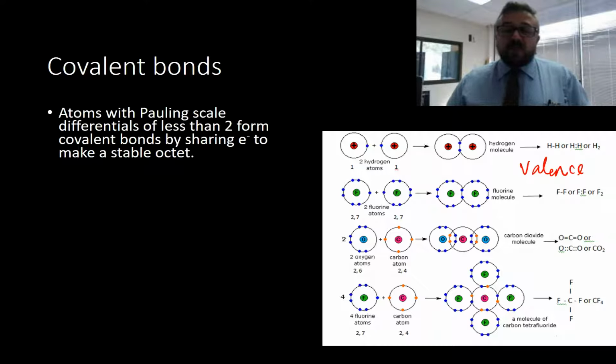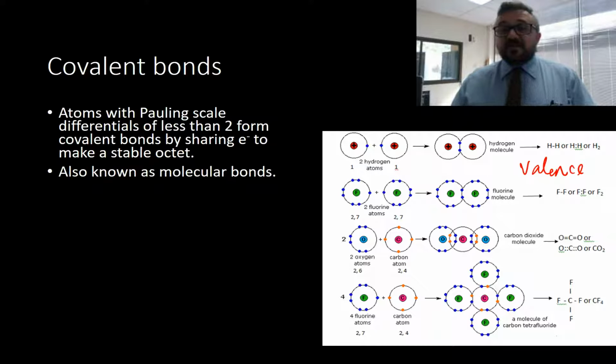So atoms with Pauling scale differentials of less than 2 will form covalent bonds. In other words, the differential is not enough that they will be able to strip electrons away from the other. What's going to happen is they will share the electrons to make that stable outer shell, stable octet. These are known as molecular bonds. And when we talk about molecules, we're really only talking about covalently bonded stuff or the occasional monoatomic element. But generally, we're talking about covalently bonded things when we talk about molecules.